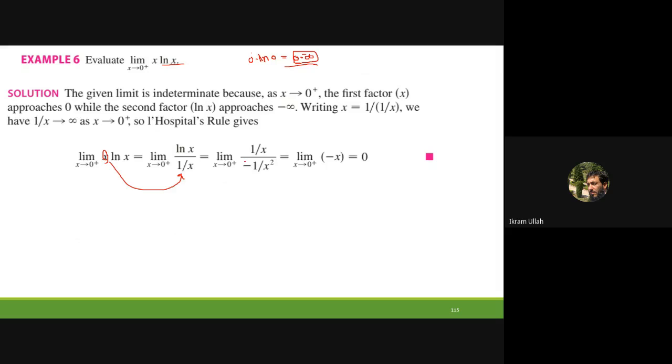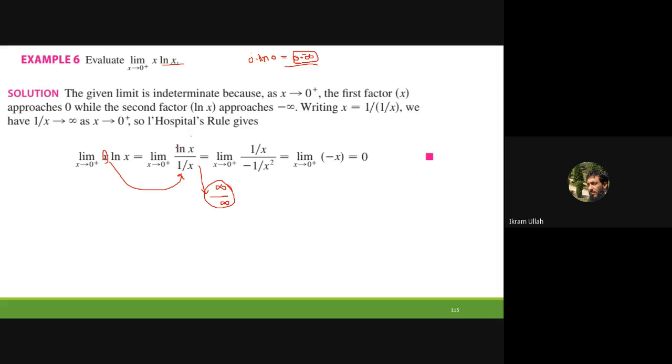So this is equal to the limit as x approaches 0 from the right side of ln of x over 1 by x. Now here, if we apply the limit directly, we get ln of 0, which is infinity, and 1 by 0 is again infinity. So this is the indeterminate form of infinity by infinity. Now we can use the L'Hopital rule to remove this indeterminate form.